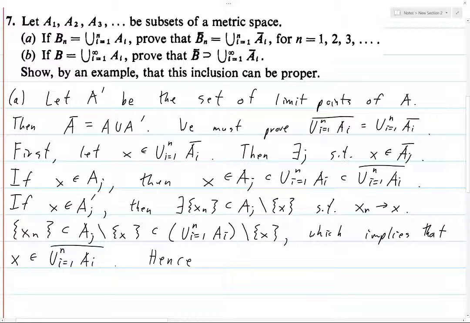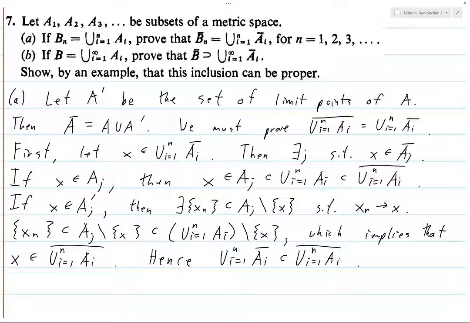Hence, the union from i equals 1 to n of the closure of A_i is contained in the closure of the union from i equals 1 to n of A_i. Okay, so always remember, when we're trying to prove the equality of sets, we want to show that each set is contained in the other.